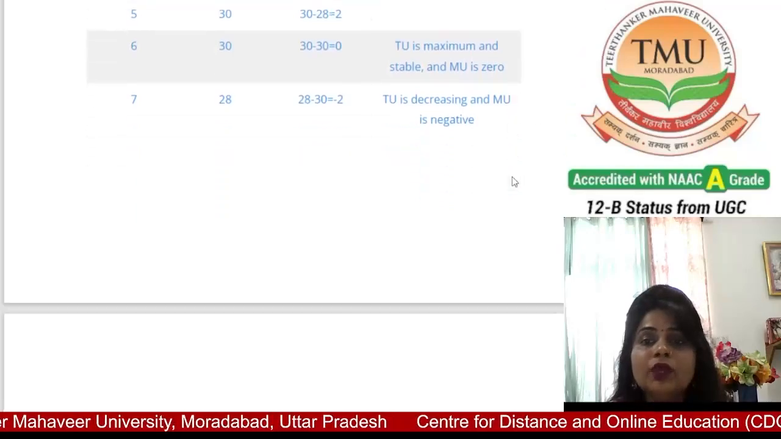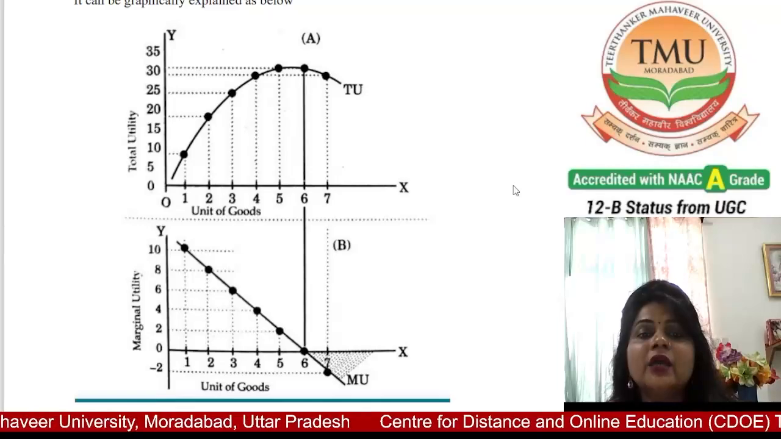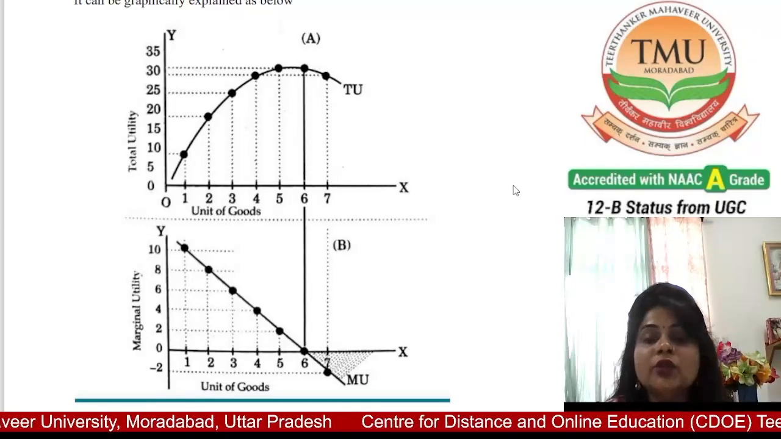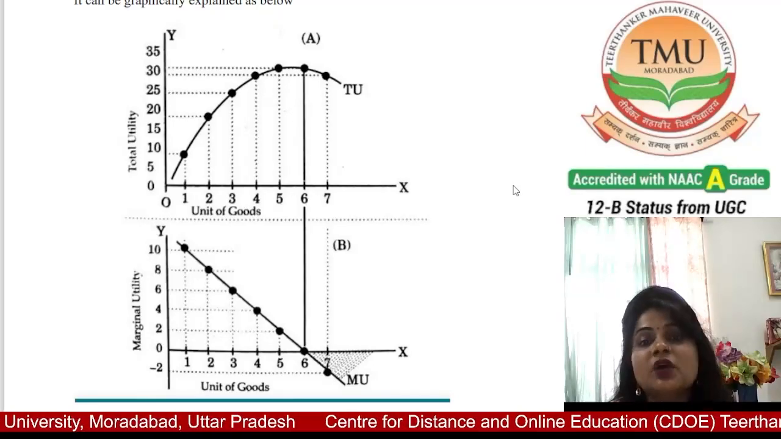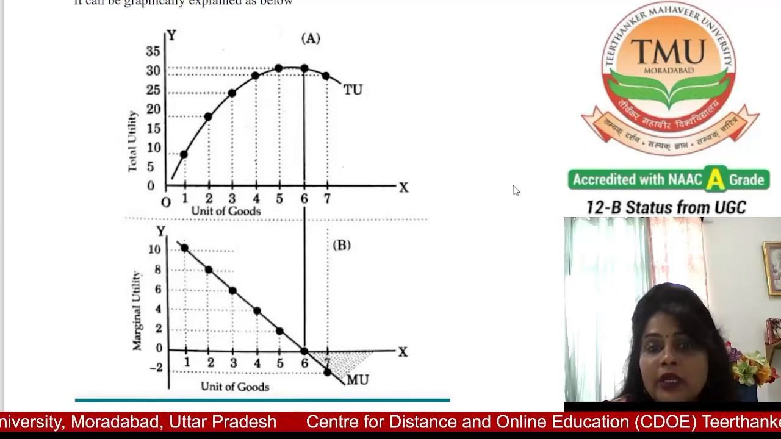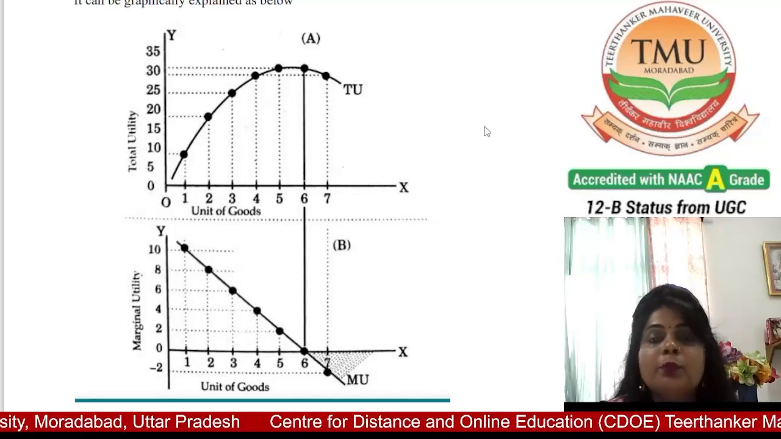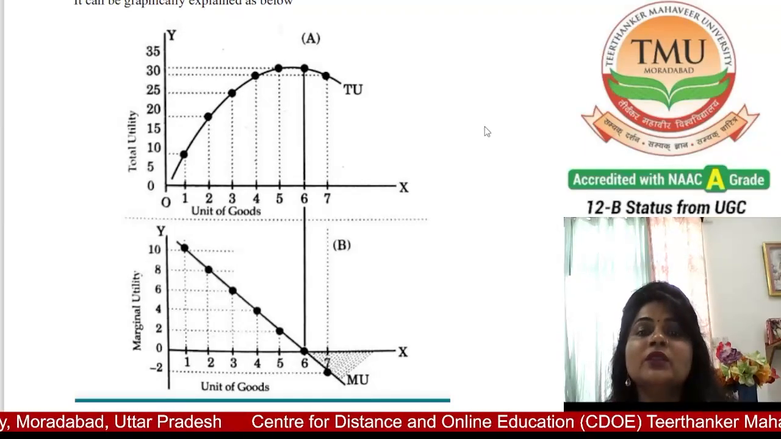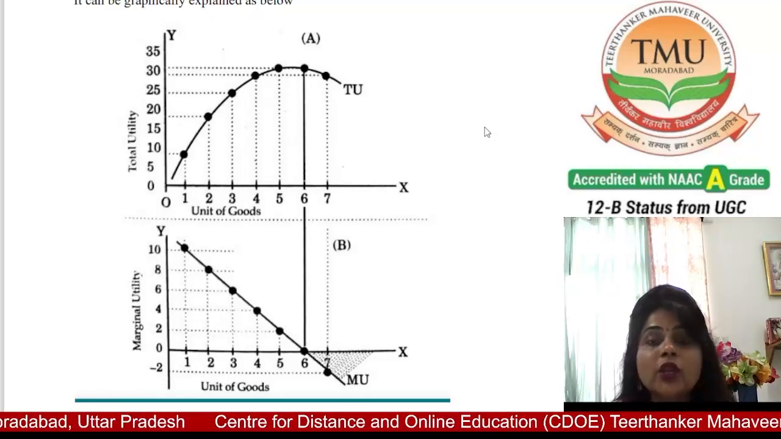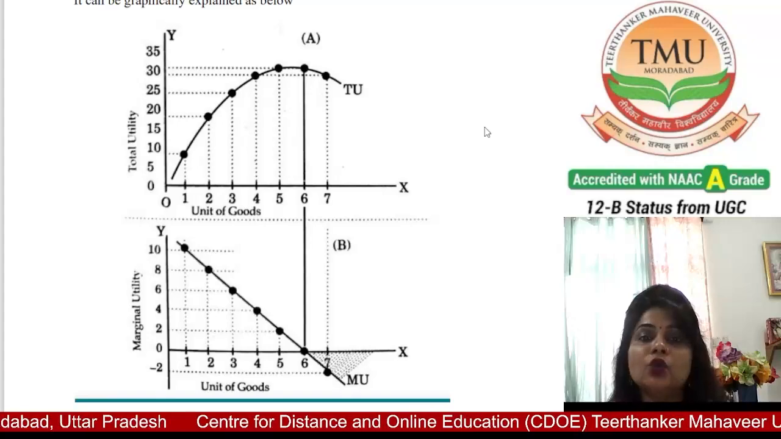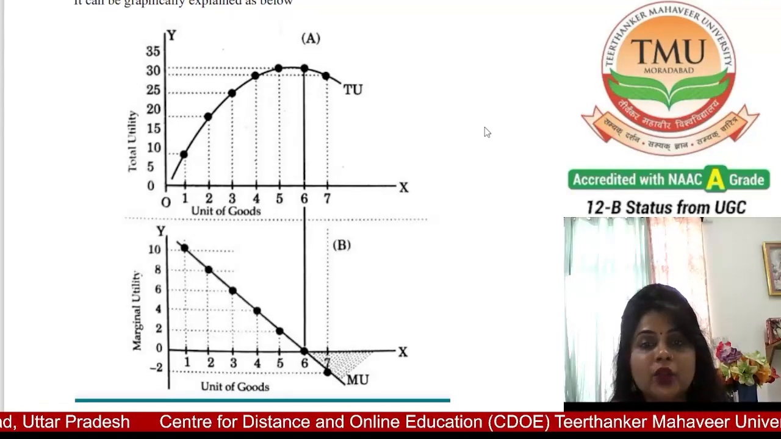Now we can also see in the diagram the TU, the total utility curve, and the MU, the marginal utility curve. As the consumer consumes the first unit of the commodity, he obtains 10 units of utility. Here both TU and MU are the same. When the consumer consumes the second unit of goods, total utility increases to 18 utils from 10 utils, and marginal utility decreases to 8 utils.